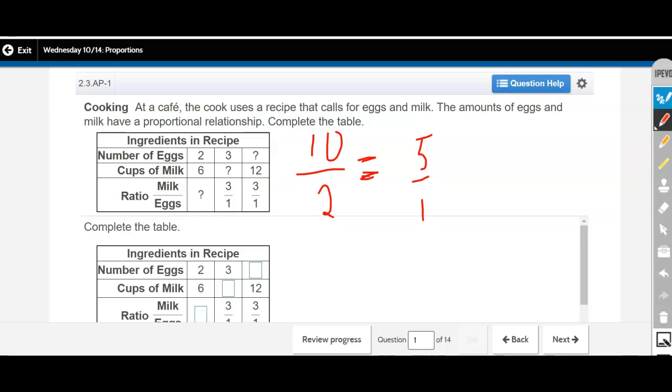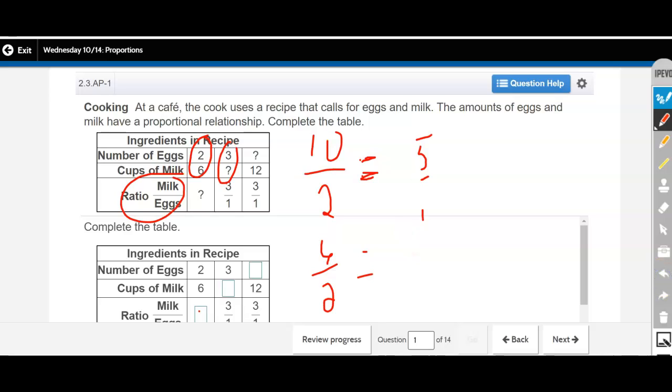So on this it says complete the table. They say it is a proportional relationship, so complete the table. And they want the ratio of milk to eggs. So we go 6 to 2, and then they say that the next one, so that's 6 to 2, so the ratio we put in right down here is 6 over 2. Then the second one is 3 to what? We're supposed to be doing milk to egg, so I did that wrong.